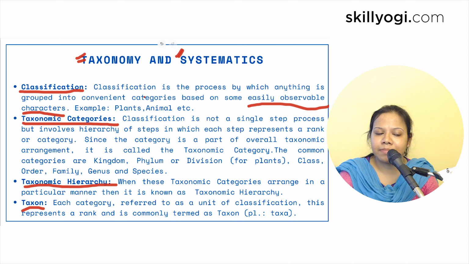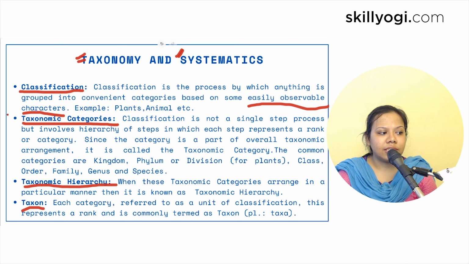Examples are plants and animals. We can easily classify them by their external distinguishable characters. Plants are not the same as animals. The external characters of plants are not the same as animals. This way we can distinguish or classify plants from animals.